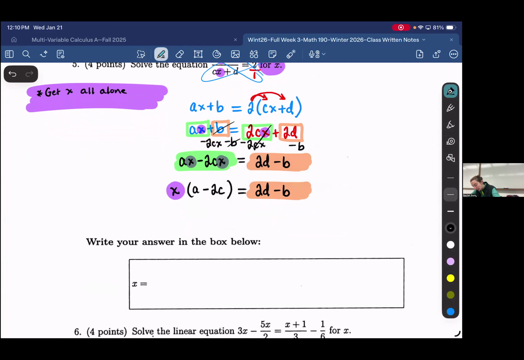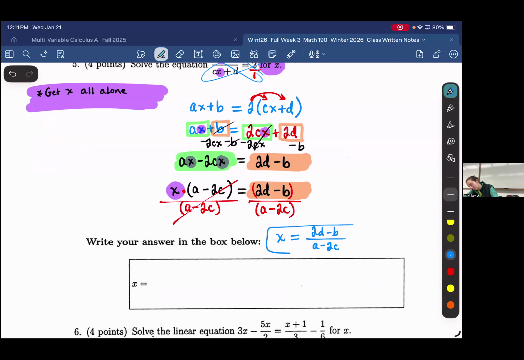And then our very last step would be what? Yeah, we're going to move everything except the x over to the right-hand side. And because it's multiplication, we're going to divide both sides by a minus 2c. And so we end up with our x is equal to 2d minus b all over a minus 2c. And that's it.